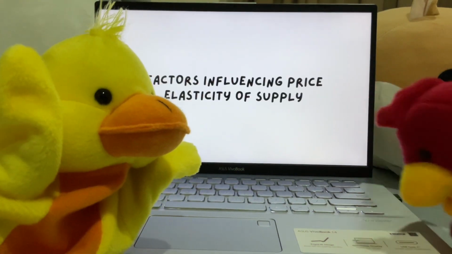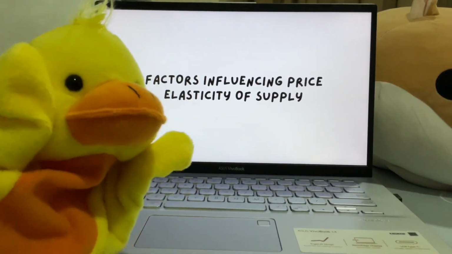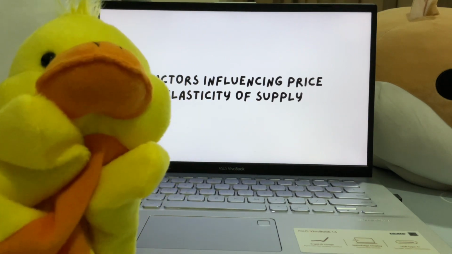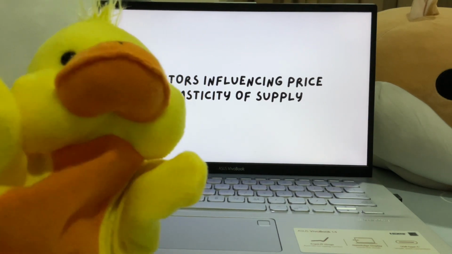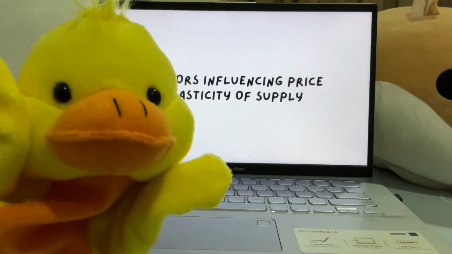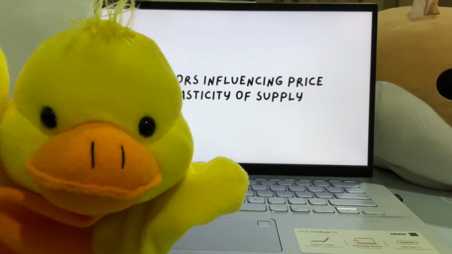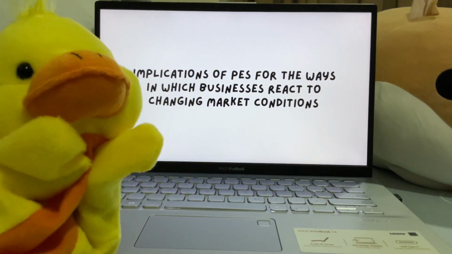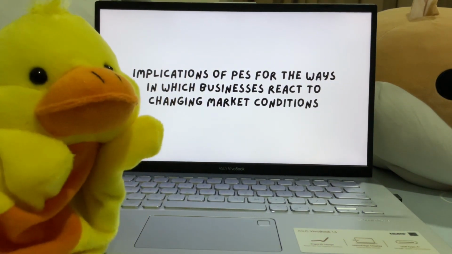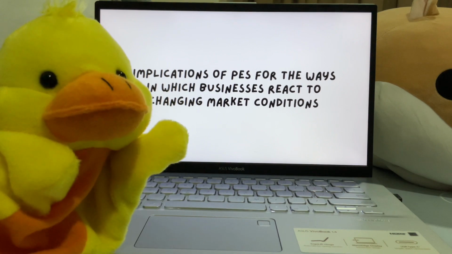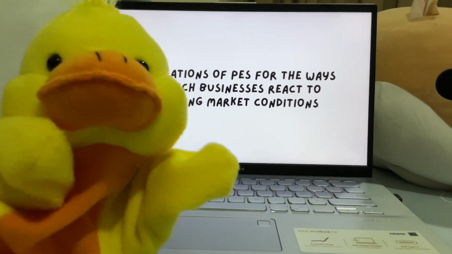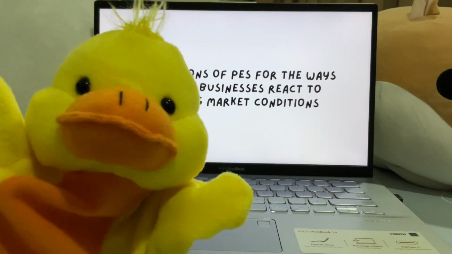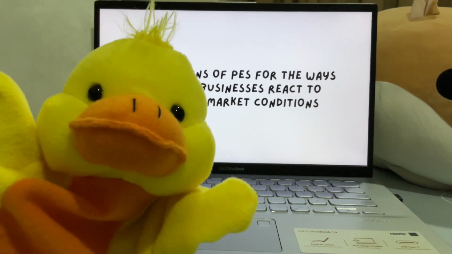Ozzy? Alright, factors that influence price elasticity of supply. The 3 factors that influence the price elasticity of supply are the availability of stocks, the time period, and productive capacity. Implications of PES for the ways in which businesses react to changing market conditions. Understanding the PES helps businesses gauge how quickly and easily they can adapt to changing market conditions.